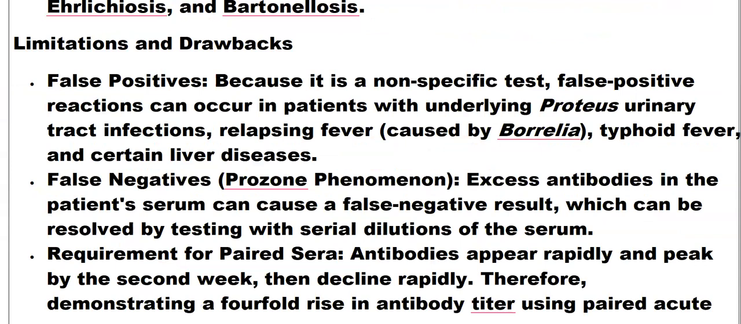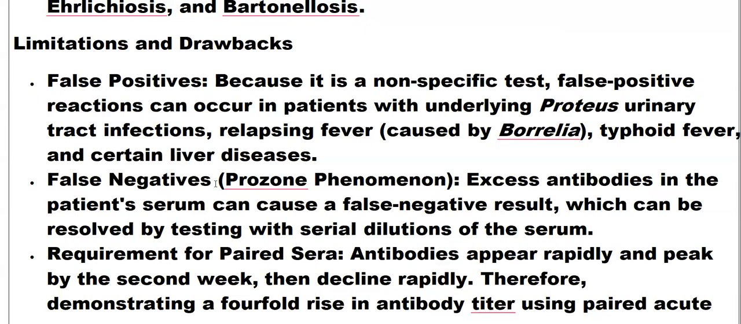Limitations and drawbacks: the false positives. Because it is a non-specific test, false positive reactions can occur in patients with underlying Proteus urinary tract infection, relapsing fever caused by Borrelia, typhoid, and certain liver disease cases. False positives may come. False negatives.